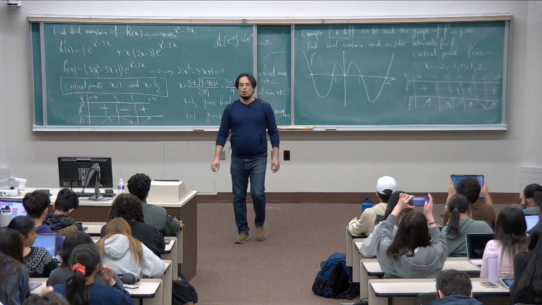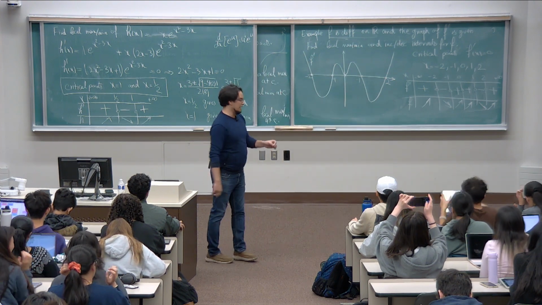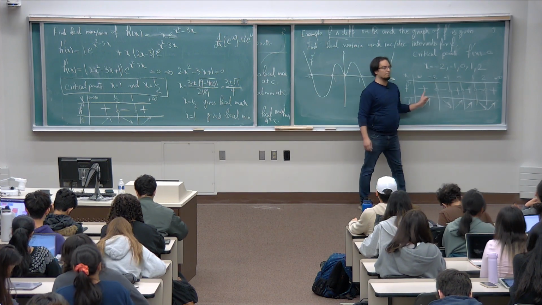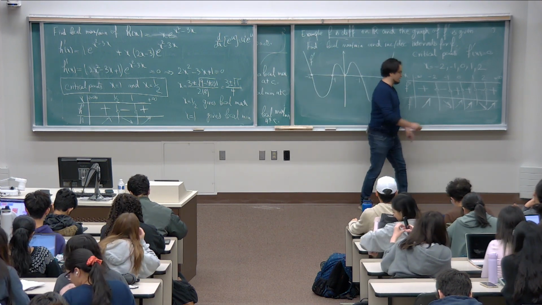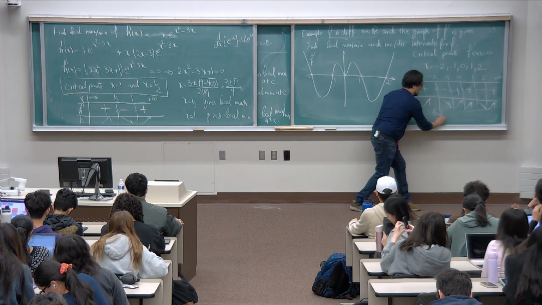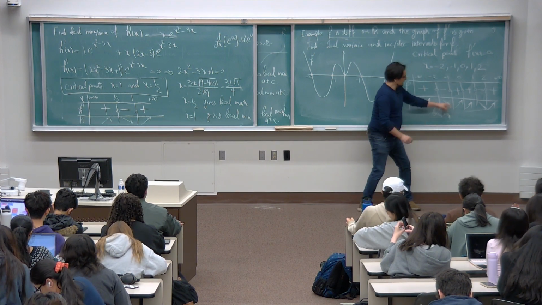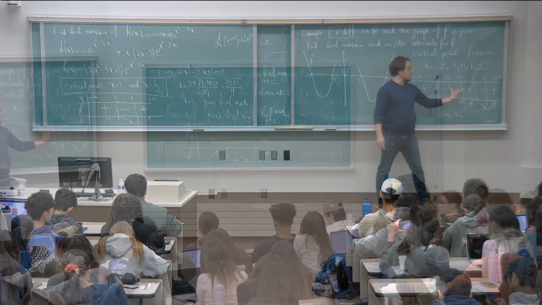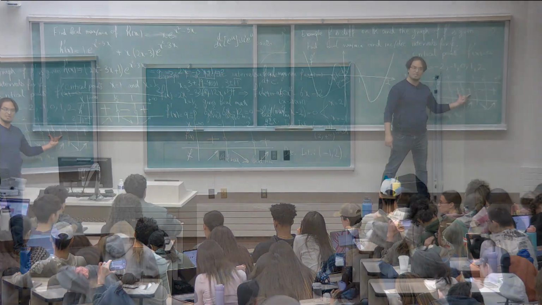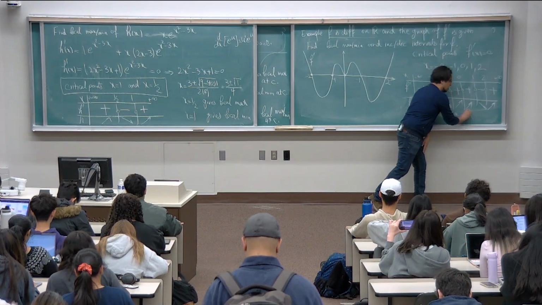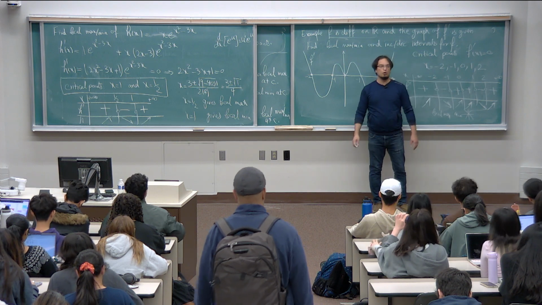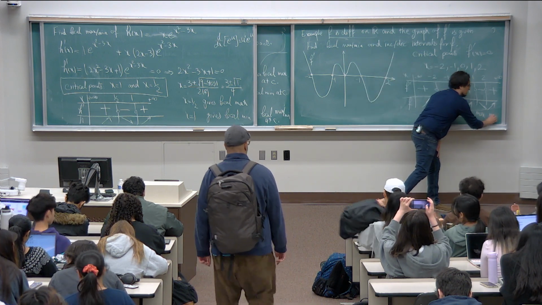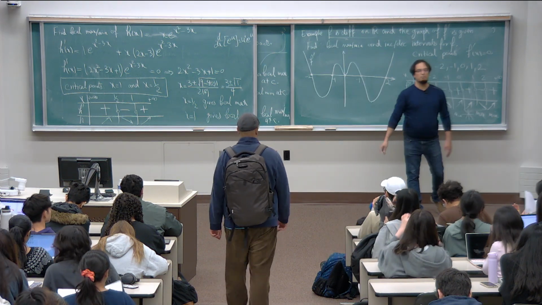Now, local max, local min. At -2, the sign of f prime changes from plus to minus. So this is local max. Here is local min. At 0, f prime doesn't change the sign, so it is neither local max nor local min. Here is local max. Here is local min.